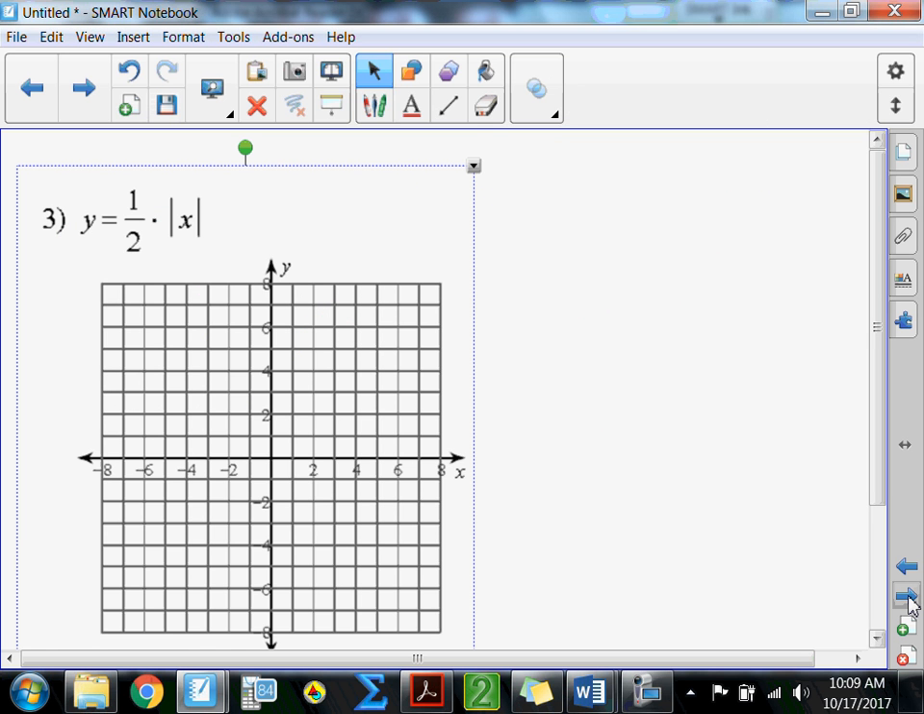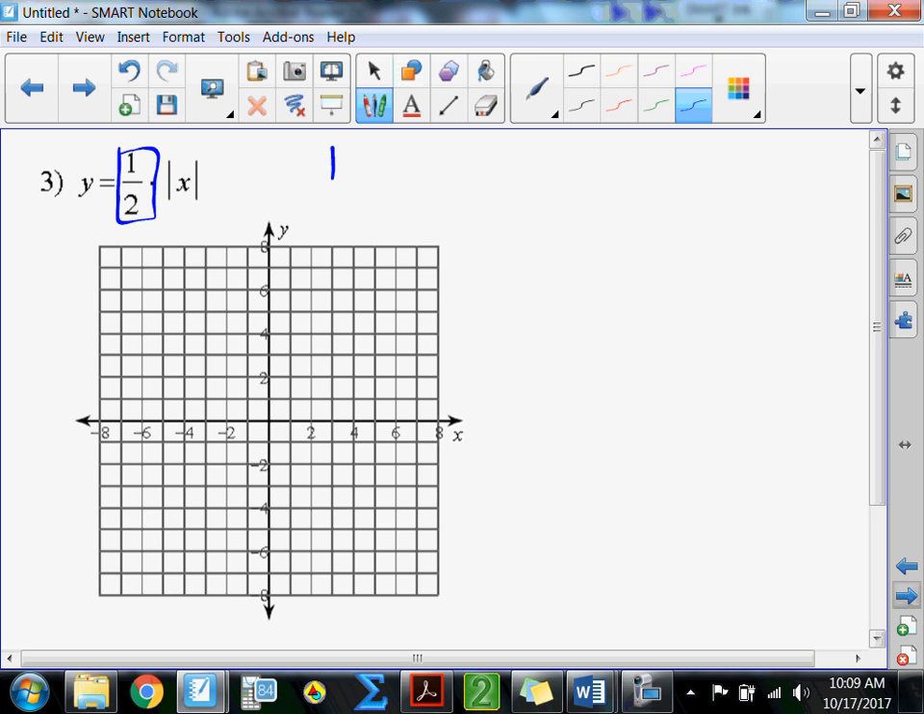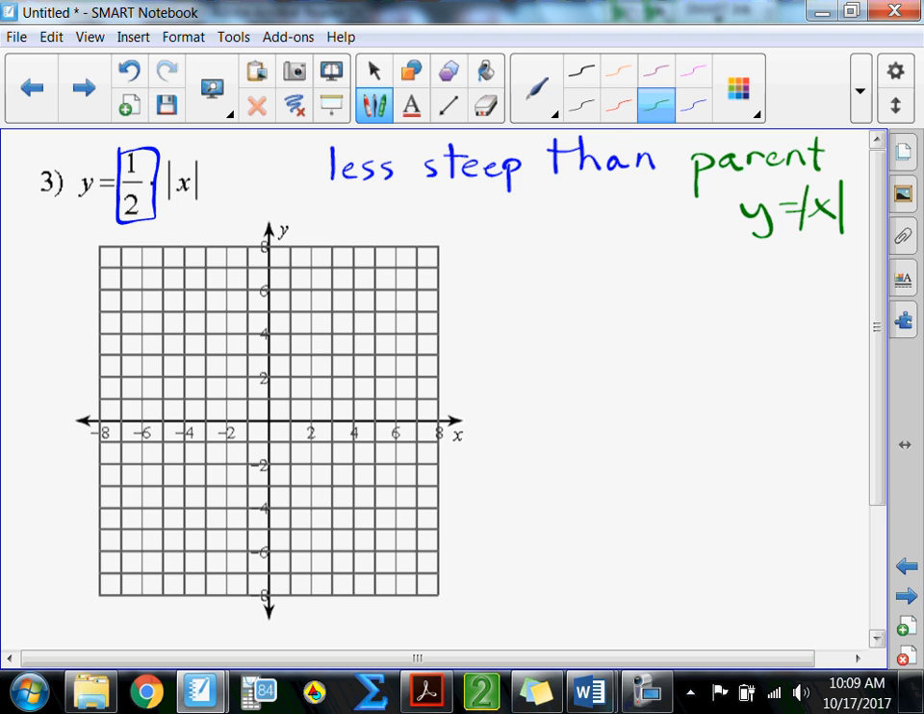For number 3, same thing except my slope is 1/2. The 1/2 means that this is going to be less steep than the parent function. Y equals absolute value of x again. Parent function starts at 0, goes up and over 1 on both sides.